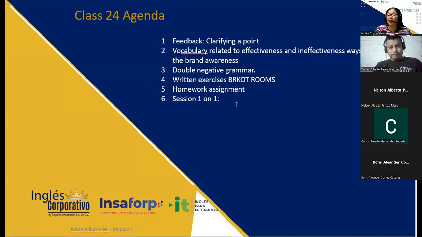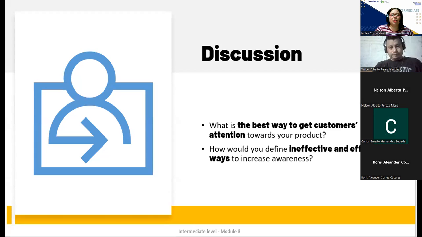This is about standard English, grammatically correct English, accepted English, educated English, okay? So we studied already vocabulary related to effectiveness and ineffectiveness, ways to build brand awareness. We're going to see it right now. And then we are going to talk about the double negative grammar. We have some written exercises that maybe we're going to do some today and some tomorrow, okay? And well, let's start then under this discussion.